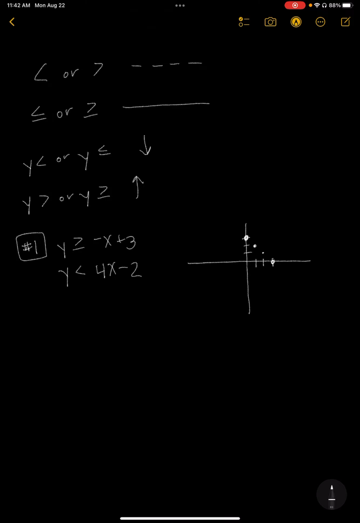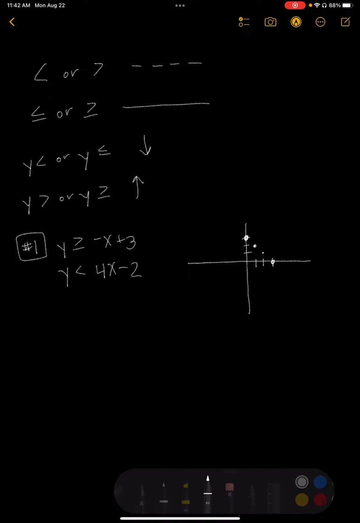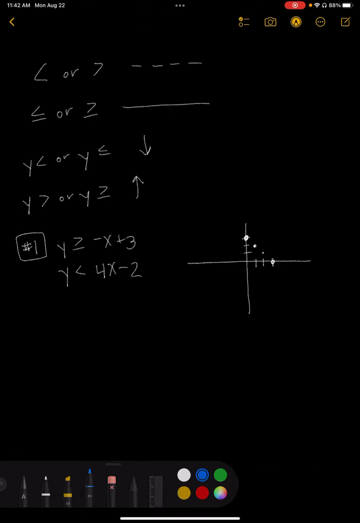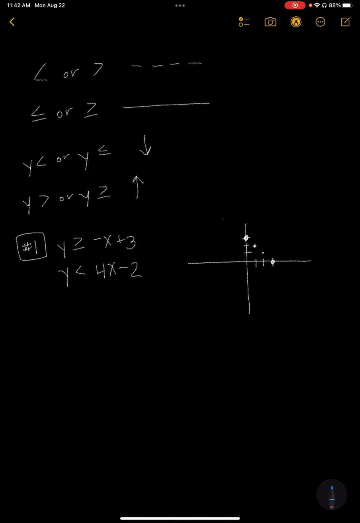Okay, so now we have this line. Because it has that equals sign underneath of it, we know that it's a solid line, so I'm just going to draw the solid blue line right here. All right, cool. So now, because it's y is greater than or equal to, if you notice from our rules, I said that we needed to shade above. So I'm just going to go with my blue pencil and shade up here.